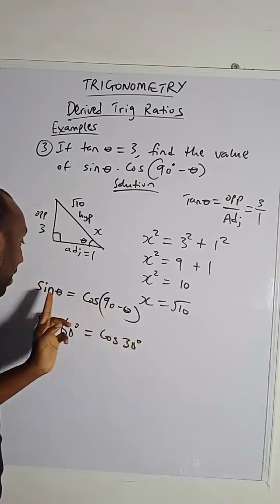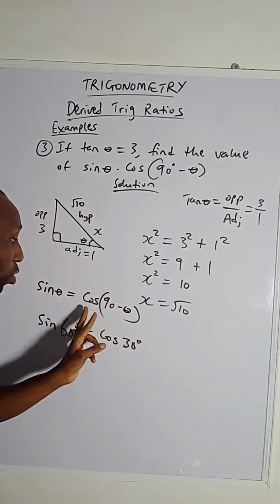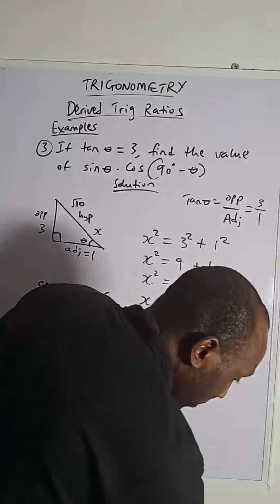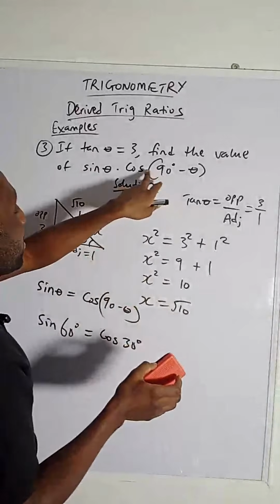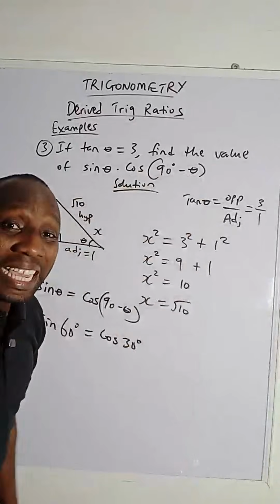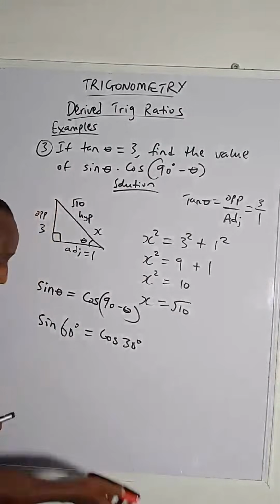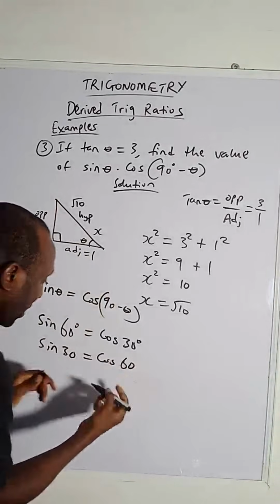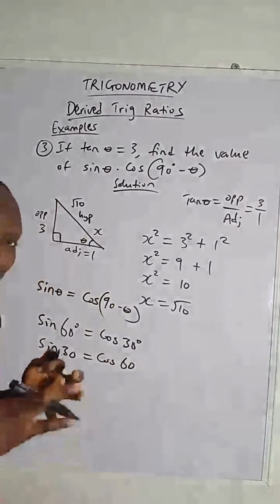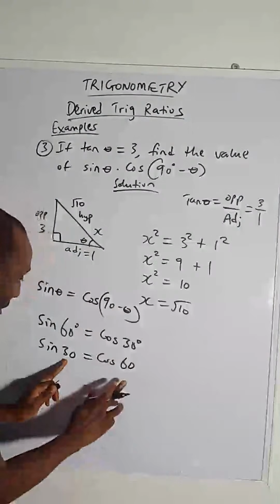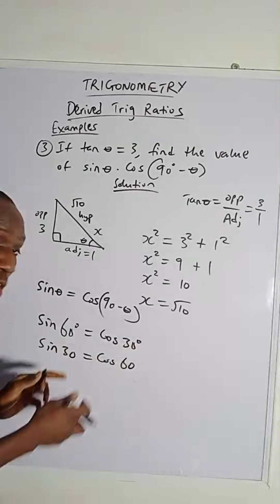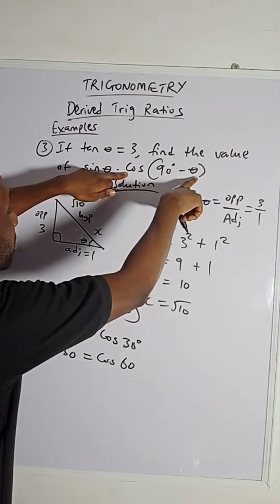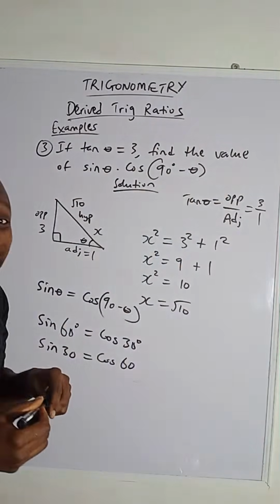Do you understand? Let me say that again. Sine theta is equal to cos 90 minus theta. That's it. So I'm going to replace this cos 90 minus theta and put sine theta there. And again, do you know that sine 30 is equal to cos 60? Can you not see that 30 and 60, they are called what? Complementary angles. So when you add 30 and 60, you get 90. When you add 60 and 30, you get 90. So it means that this cos 90 minus theta can be replaced, and I'll just put sine theta.